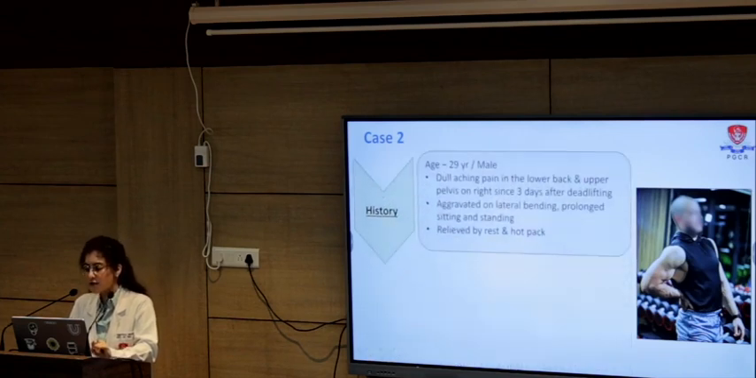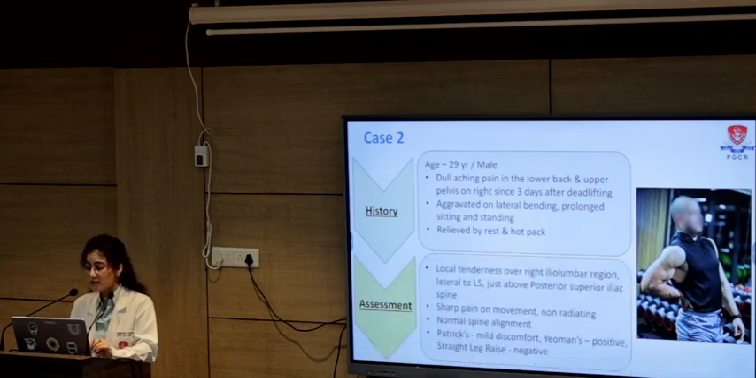A 29-year-old software engineer, male, who regularly goes to the gym, came with complaint of dull aching pain in the lower back and upper pelvis on the right side since 3 days after deadlifting approximately 120 kgs in the gym. Pain gets aggravated on lateral bending, prolonged sitting and standing, whereas relieved with rest and also after hot fomentation.